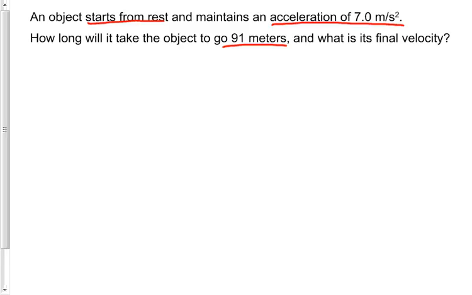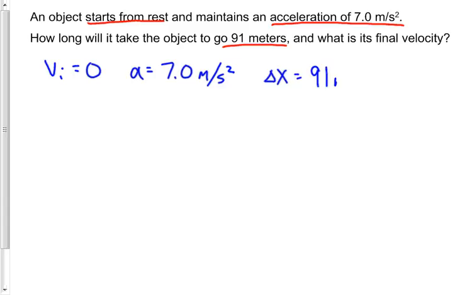So let's identify those givens. We've got starts from rest. Initial velocity is equal to 0. We know that the acceleration is 7.0 meters per second squared, and that we're wanting it to go 91 meters. That's a displacement. That's a change in position. So we're looking for a couple things. We're looking for time, and we're also looking for the final velocity.